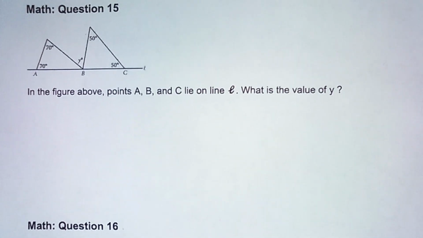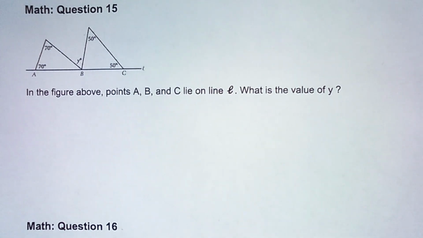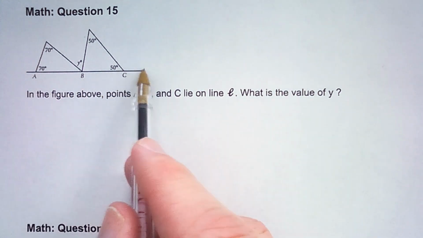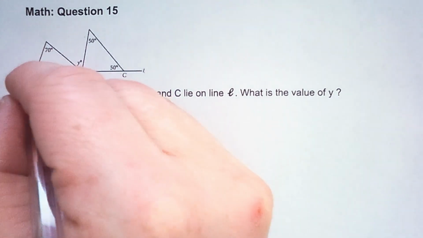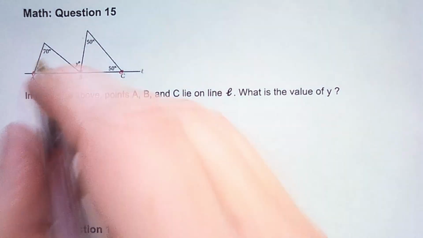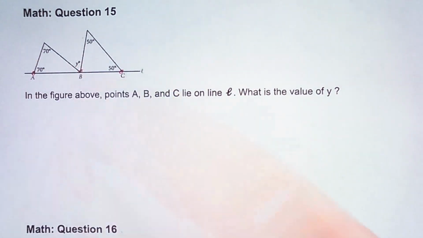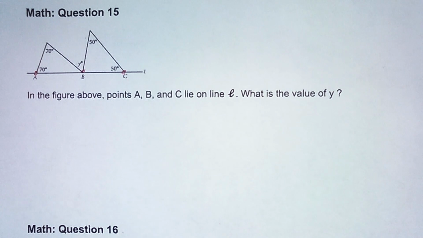Okay, on question 15. In the figure, points A, B, and C lie on line L. Okay, so here's line L with points A, B, and C right here, here, and here. Okay, so that's a straight line. What is the value of y? So I want to figure out this value right here.